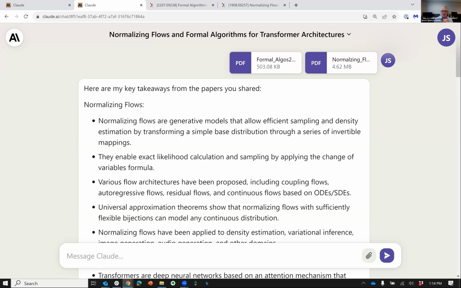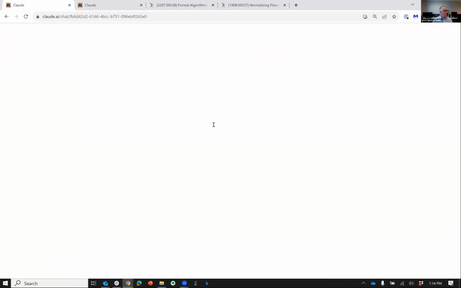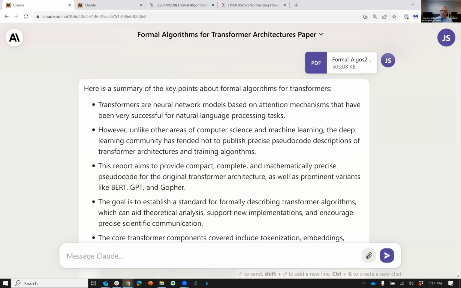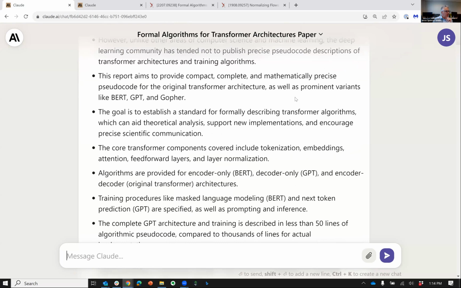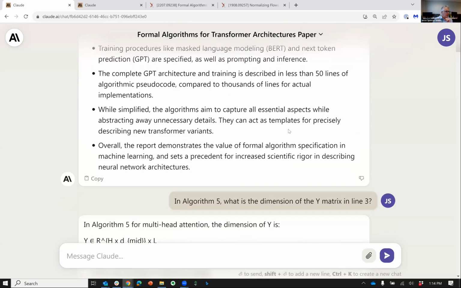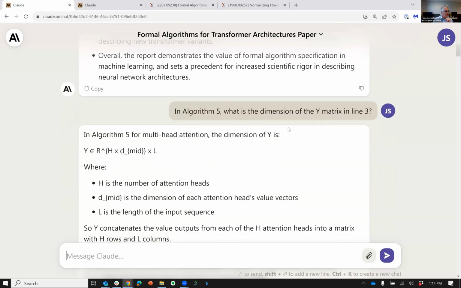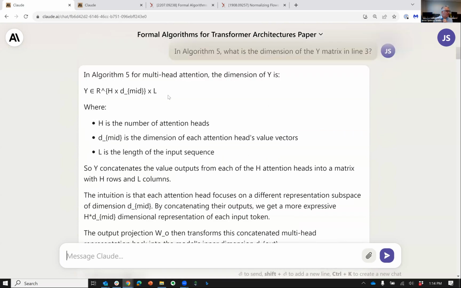All right. One other thing I'll finish up with on long context is that this is also a great way to investigate a single paper. Here I've uploaded the formal algorithms paper, and now I want to learn about it, not just explore. I had a question about a particular algorithm. This paper has 13 different algorithms, and I was able to say, hey, in algorithm 5, what's the dimension of the Y matrix? Because it's all in context, it's able to go in and say, algorithm 5 is multi-head attention. The dimension of Y is this.